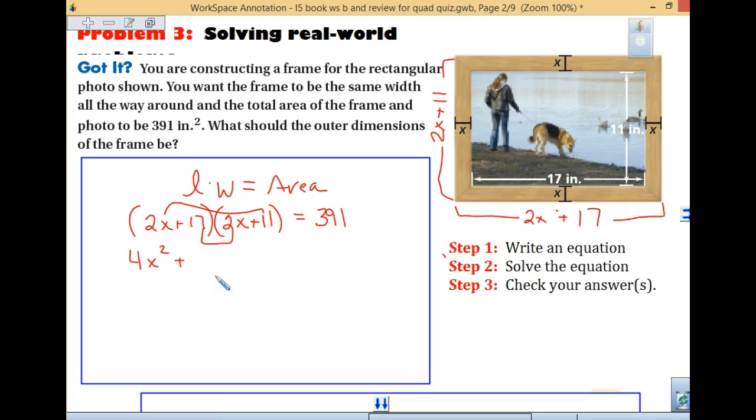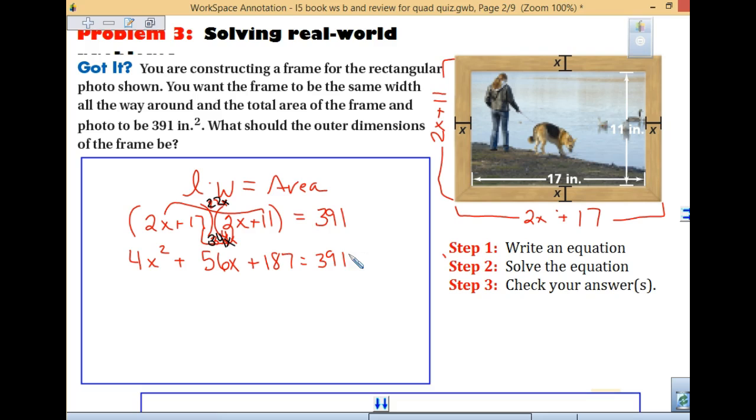So taking 17 times 2x gives me what for my middle term, Georgia? That's 34x. And 2x times 11 is 22x. So this is 34x, and this is 22x, which gives us a total of 56x. Does that make sense why we had those two numbers? Our inside and our outside total to 56x. Ryan, what do we have for our last one when we take 17 times 11? 187. Plus 187 equals 391.